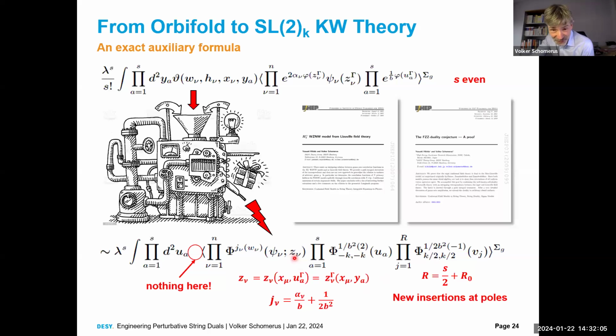That's why it's not a string theory formula. It's just a conformal field theory formula. So there's nothing integrated. These things are inserted at some particular points. Of course, if it was a string amplitude, we would expect to have integrations over the Z's and the V's. But it's not what we see here.